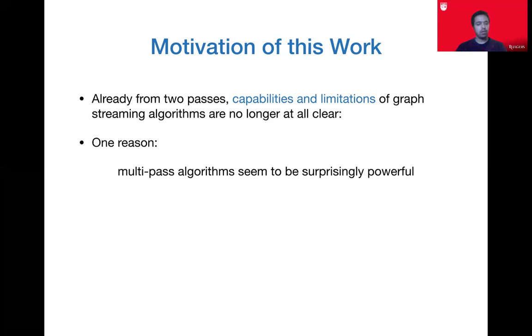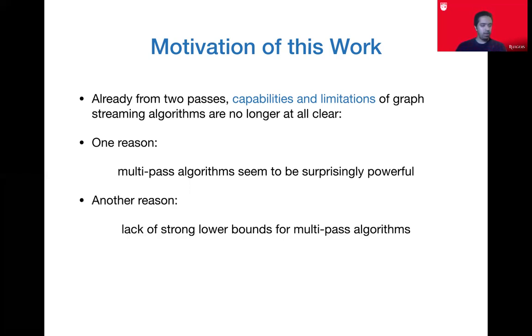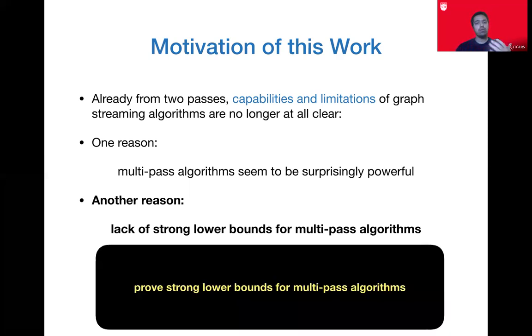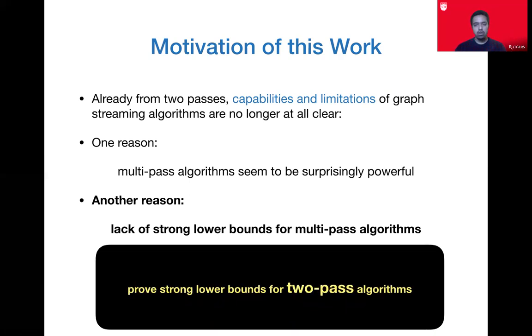it seems that we have barely scratched the surface of the power of multi-pass streaming algorithms. They seem to be really, really powerful, and we still don't have a good understanding of them. Another reason is that we also don't have good tools and techniques for proving strong lower bounds for multi-pass algorithms. This is what we are going to focus on in this paper. We want to start proving stronger lower bounds for multi-pass algorithms, and let's start with a very modest goal in this paper: just proving lower bounds for 2-pass algorithms.